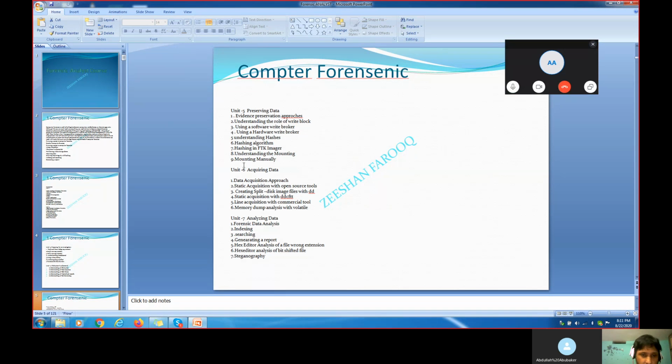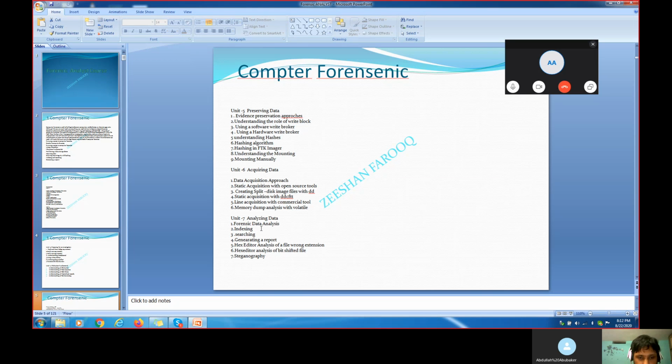You will simply try to mount it, so nobody should be able to see your files and folders. Acquiring the data: the acquisition approach, static acquisition, open source tool, creating and splitting the disk image, static acquisition, live acquisition, memory dump. Okay, when we try to analyze the data, how do we try to analyze?